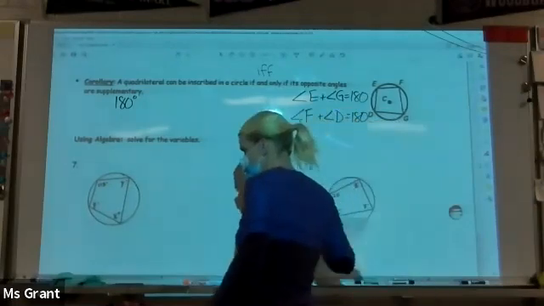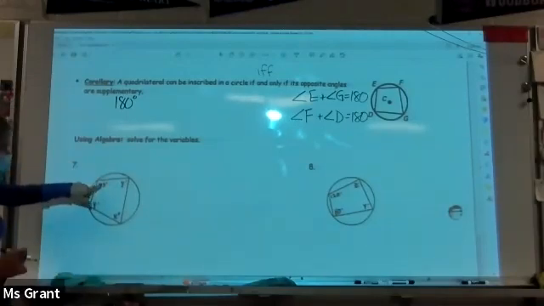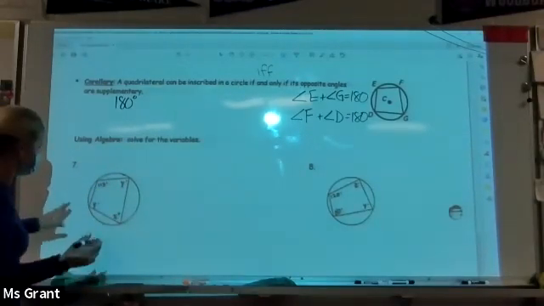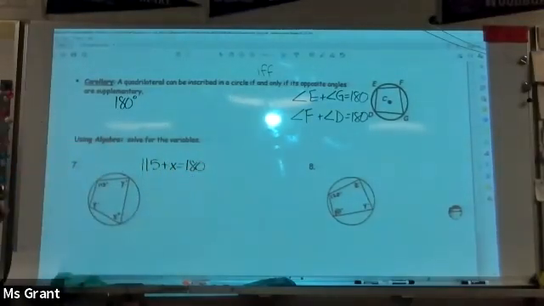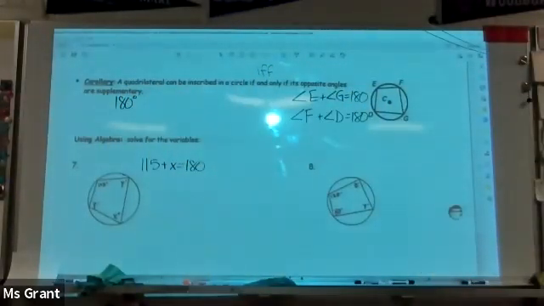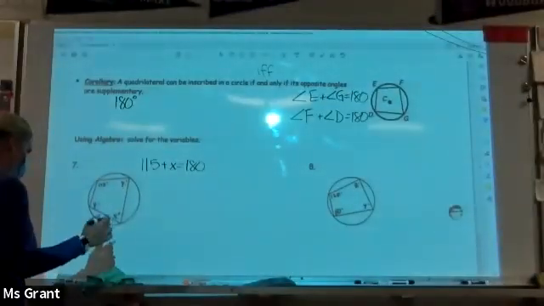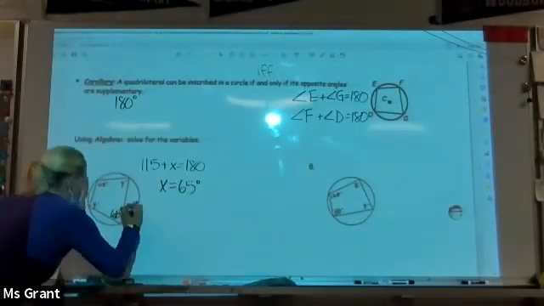So, 7. 115 means that its opposite angle x has to be 180, right? So do that on your calculators, tell me what you get. Say it again. 65. 65, you are correct. So that's angle x. So I'll write that in. Okay.